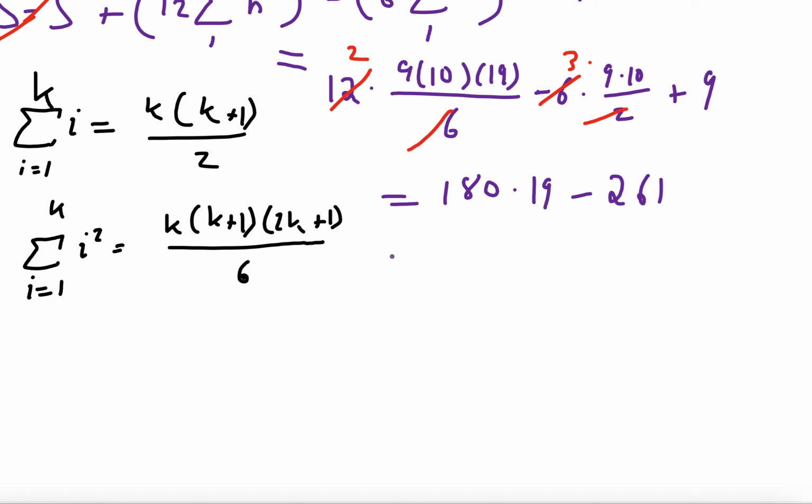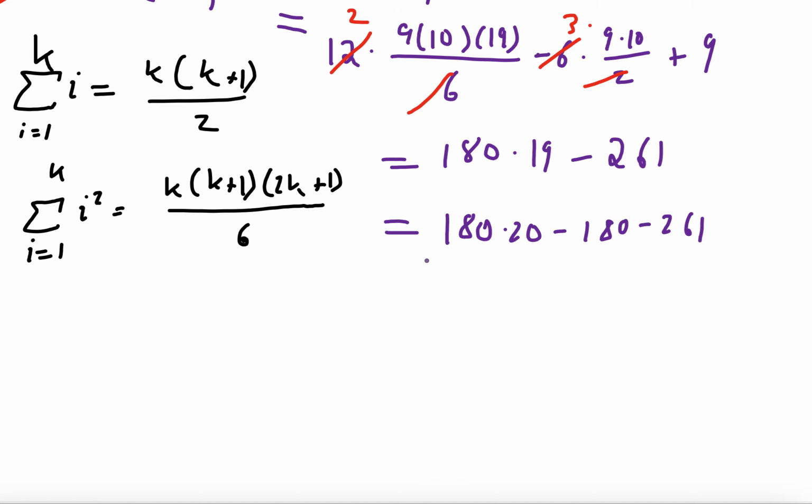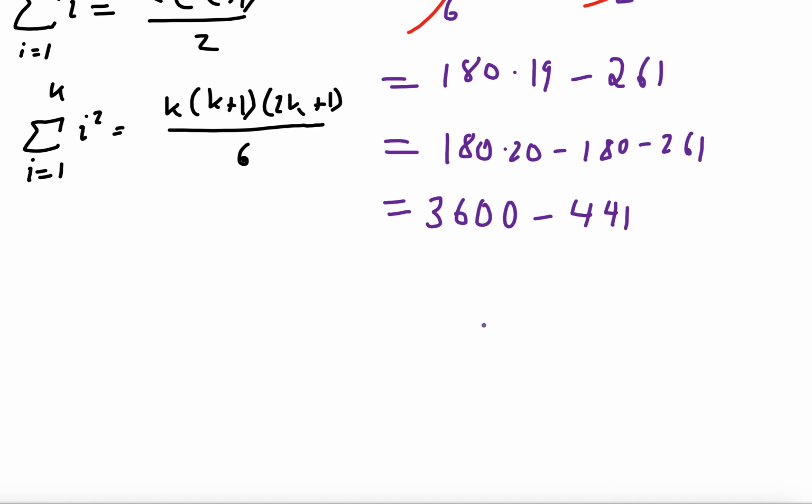Now, what is 180 times 19? A little mental math trick is that it's the same thing as 180 times 20 minus 180. So you have 180 times 20, which is easier to compute than 180 times 19, minus 180 minus 261. And this basically is going to be 180 times 20 is going to be 360 times 10 is going to be 3600. And then subtract from that, well, 180 plus 261 is the same thing as subtracting 441. And so we're left with the answer should be 3,159.